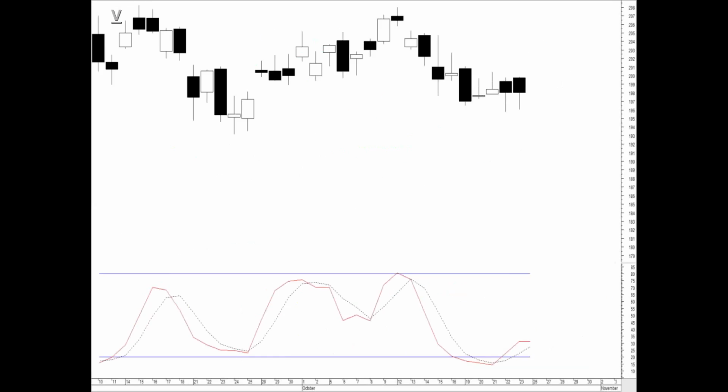All right, now this works to the downside as well. We're looking at letter V here. I believe this is Visa. So remember, most people would look at this and say, well, Steve, it's a directionless market. I don't have any idea what it's doing.